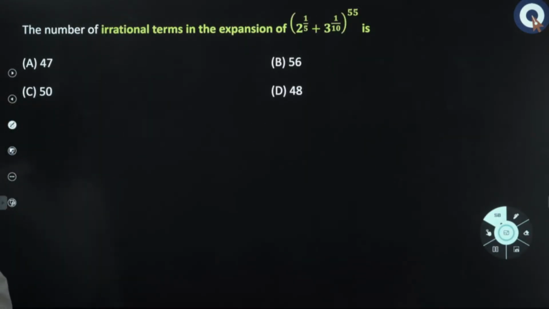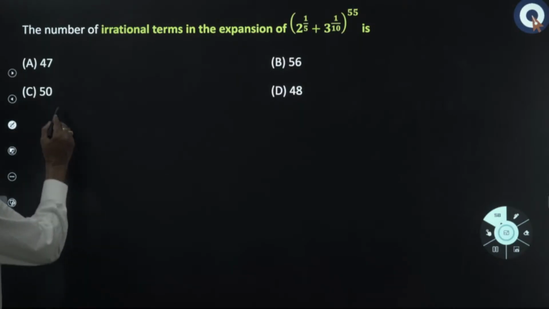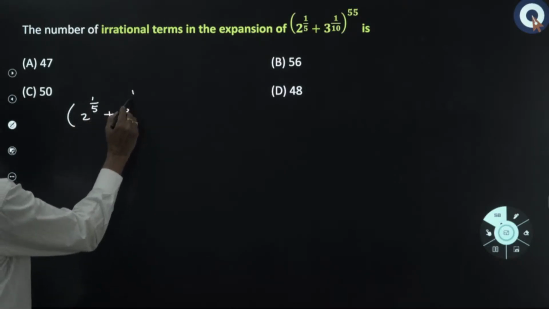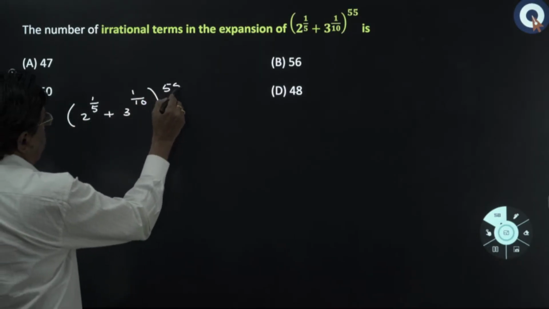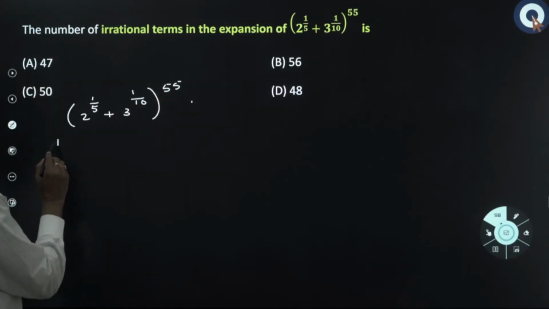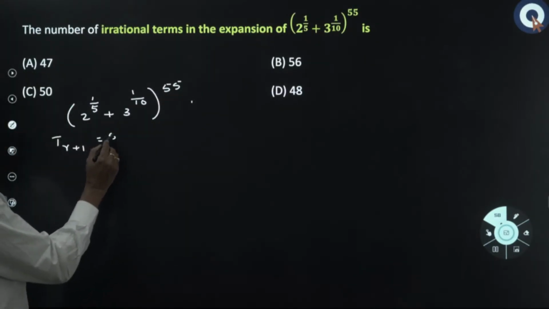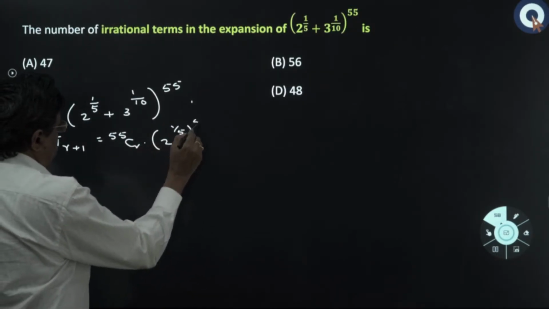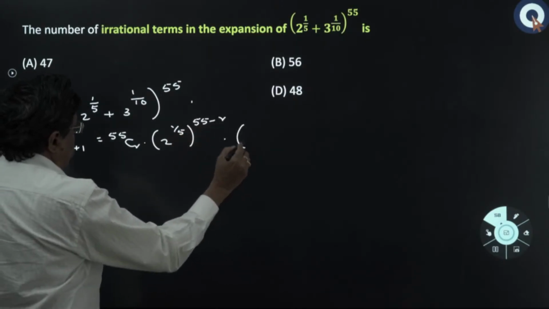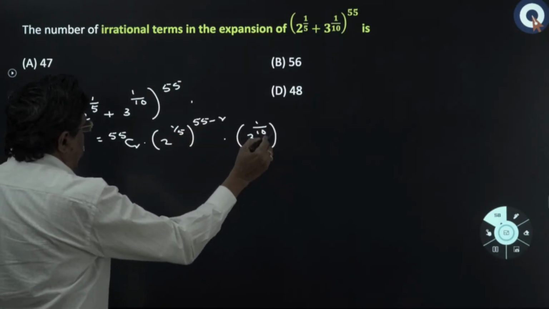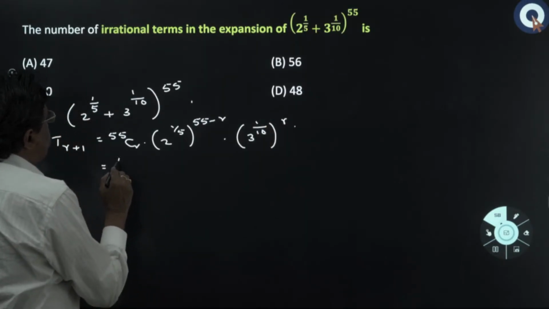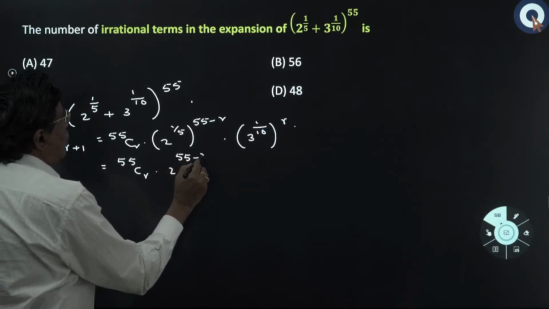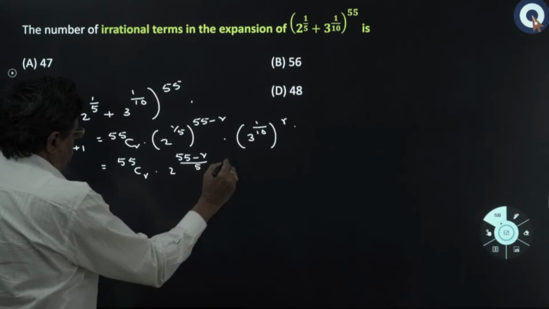The number of irrational terms in the expansion of (2^(1/5) + 3^(1/10))^55. So let us first write the general term, which is 55Cr (2^(1/5))^(55-r) (3^(1/10))^r, which is 55Cr 2^((55-r)/5) 3^(r/10).